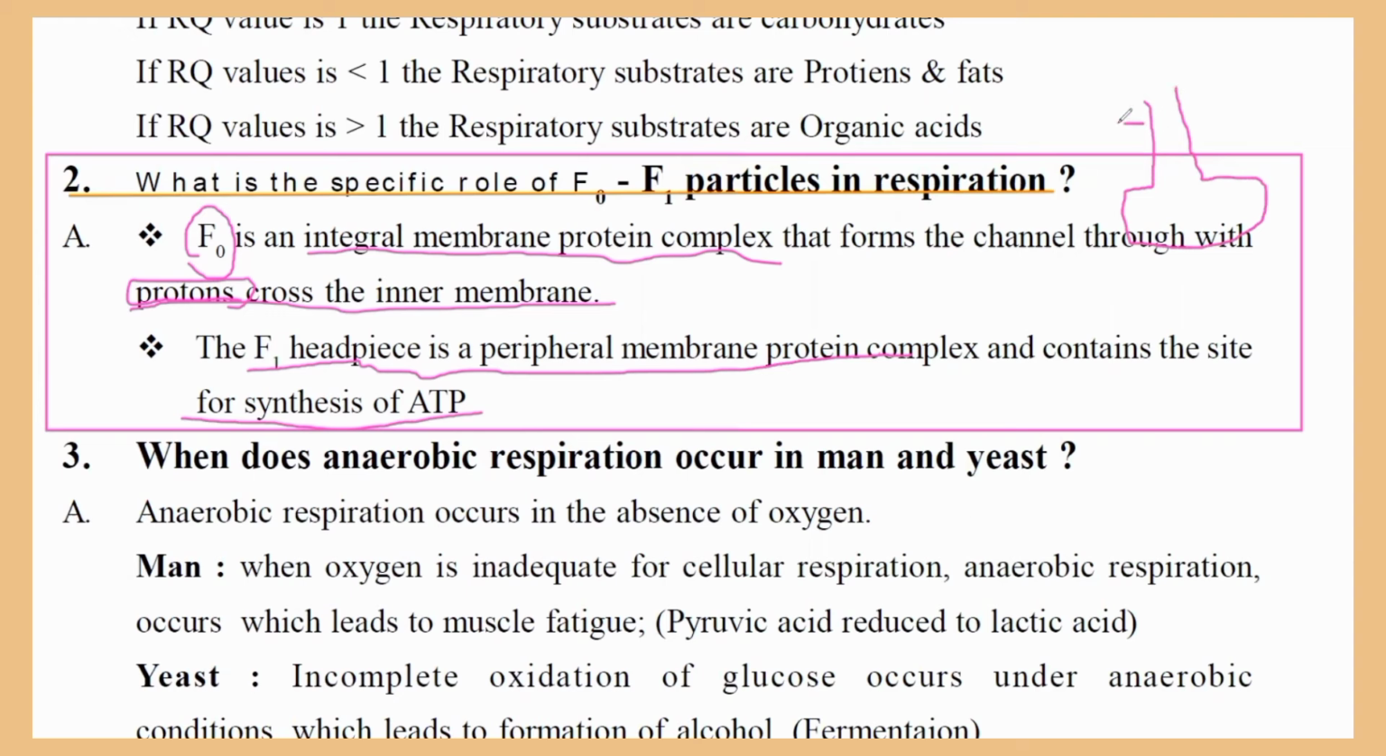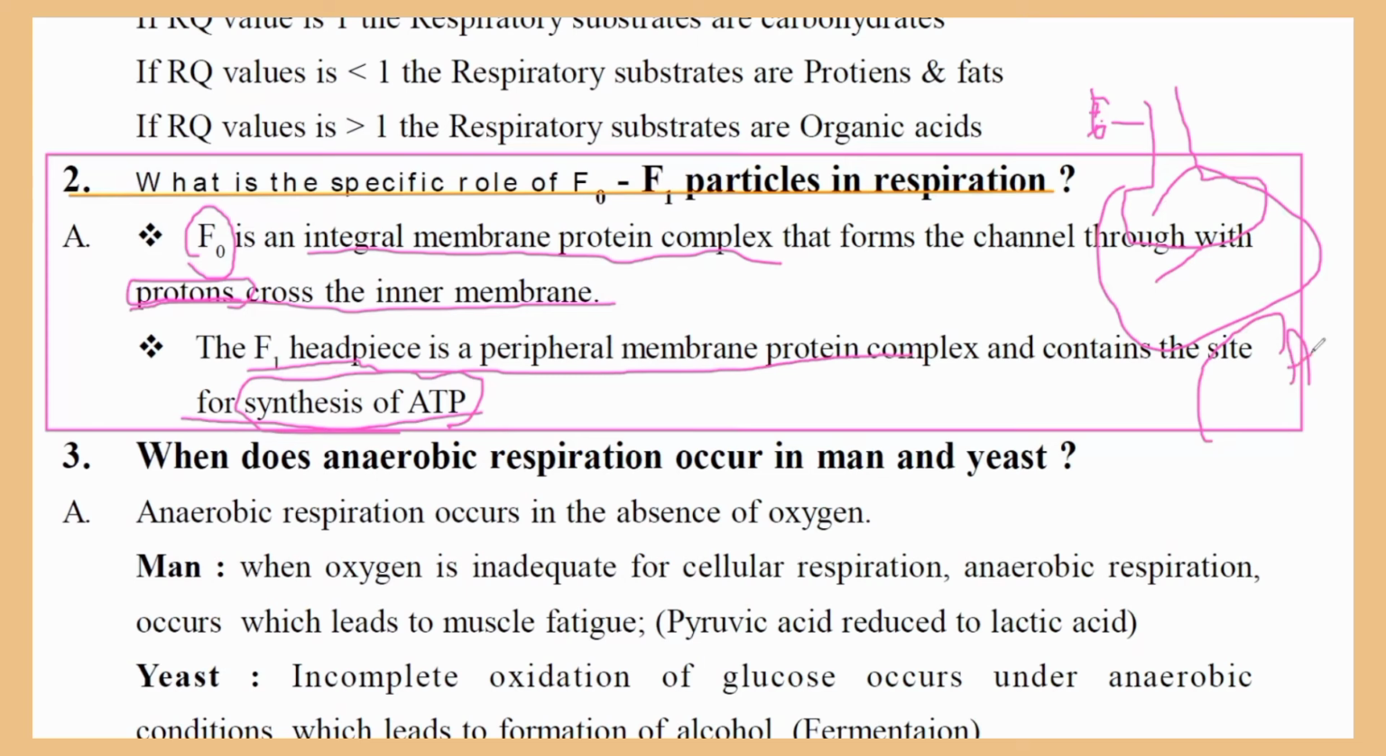Now here F1, imagine. This is the F0 integral protein complex, and here it will be the F1 headpiece. So in total this is the headpiece. F1 is a peripheral membrane protein complex, which contains the site for ATP synthesis.